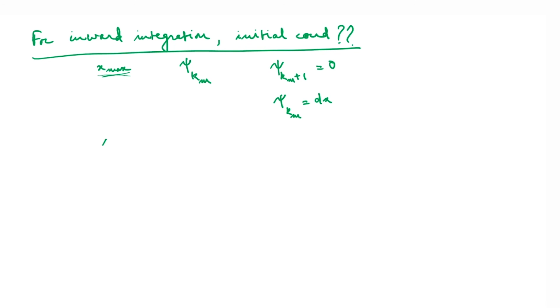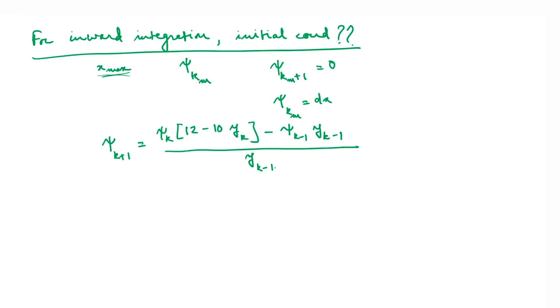Once I know that, I use this equation. Earlier, for the outward integration, we needed to know k minus 1 and k, and we went to k plus 1. Here we have to go the other way around. We know k plus 1 and k, and need to find k minus 1. So, we need to rewrite the Numerov equation in a certain way. This is my Numerov equation, which I have been using for outward integration. Now I will rewrite this in terms of y k minus 1. I will take this to the left hand side, then bring this product to the right hand side and this to the left hand side.